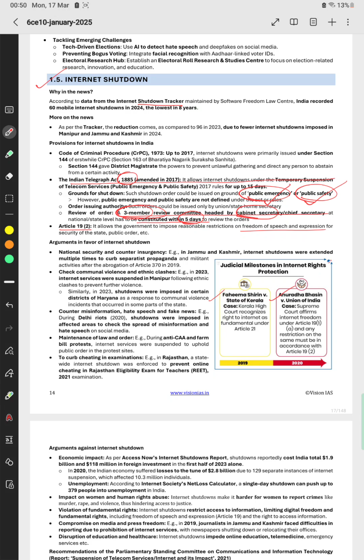Under Article 19(2), the government can impose reasonable restrictions on freedom of speech and expression. There are 2 cases related to internet shutdown: Fahima Shirin and Anuradha Bhasin. The Kerala High Court recognized the right to internet as a fundamental right under Article 21. The Supreme Court affirms internet freedom under Article 19(1)(a), and any restrictions on it must be in accordance with Article 19(2).